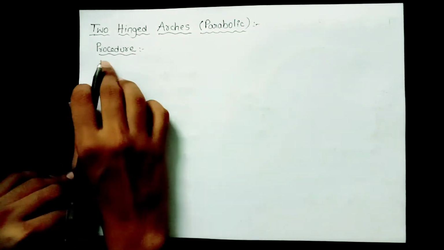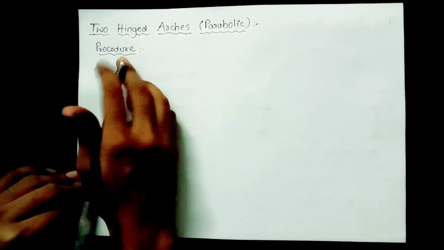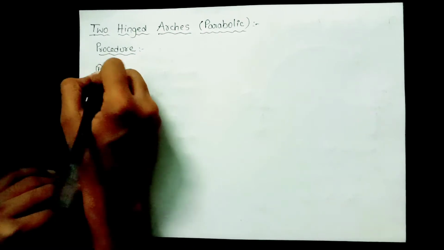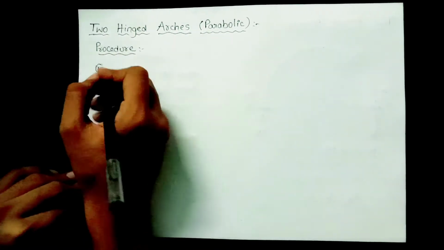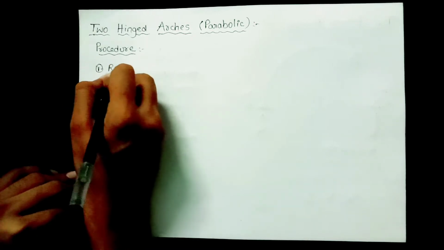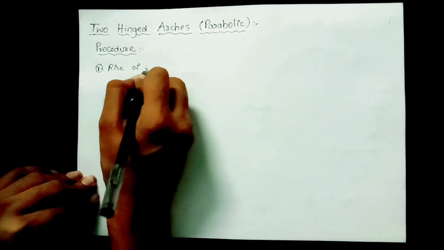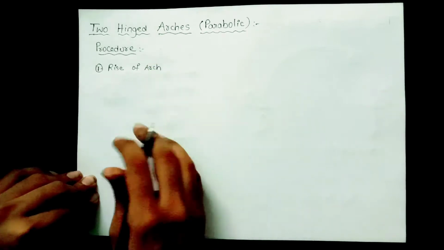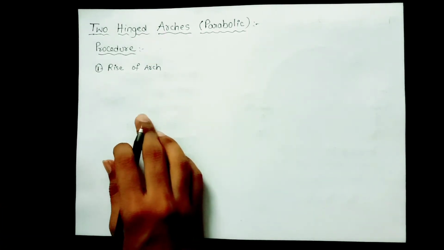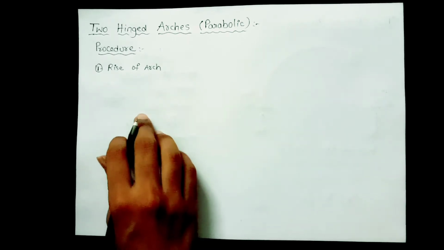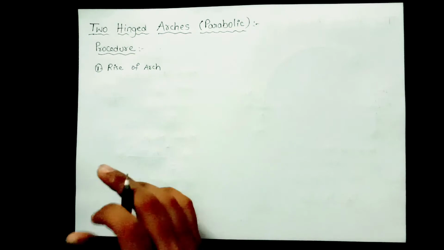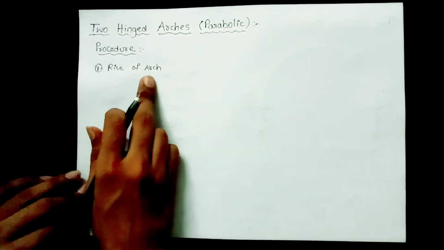Coming to the first step in the procedure, which is only for the parabolic arches: the first step is to calculate the rise of arch at various points. Simply, I am writing rise of arch. The rise of arch at various points on the given arch is calculated. Wherever the point is given, at that point we have to calculate the rise of arch.